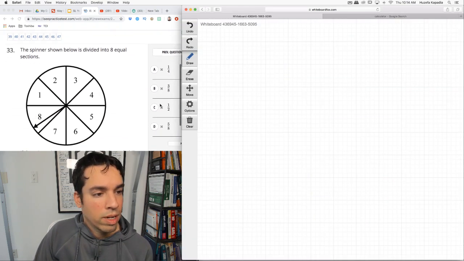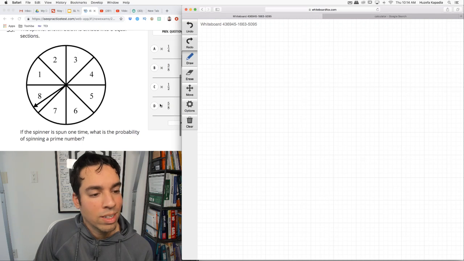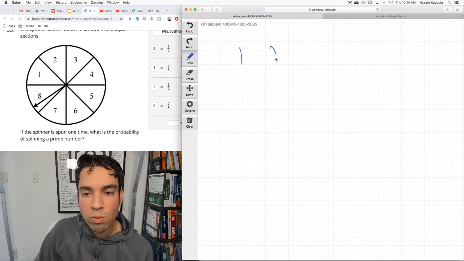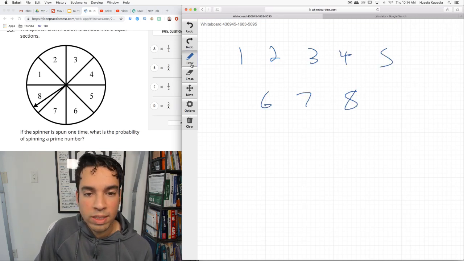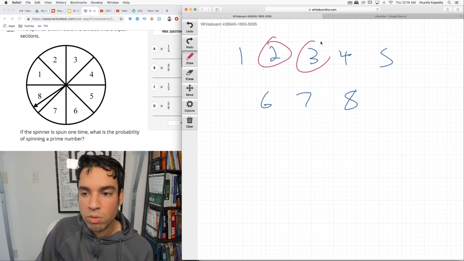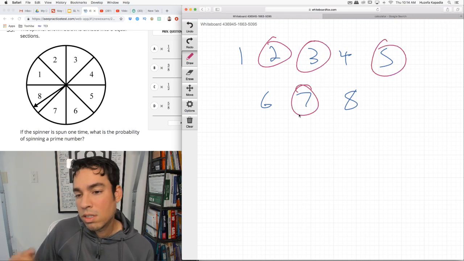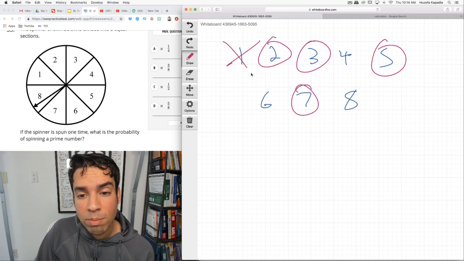The spinner below is divided into 8 equal sections. If the spinner is spun one time, what is the probability of spinning a prime number? Got to know your primes. So if I have 1, 2, 3, 4, 5, 6, 7, 8. Most people will forget that 2 is a prime, but it is a prime. 3 is a prime. 5 is a prime. 7 is a prime. By definition, 1 is not a prime, okay?